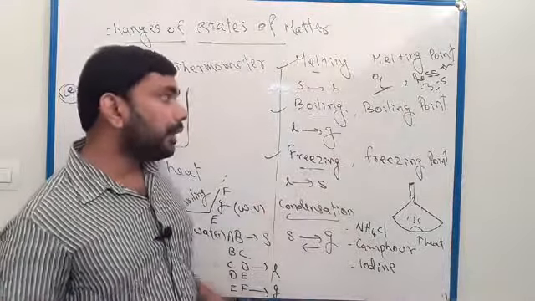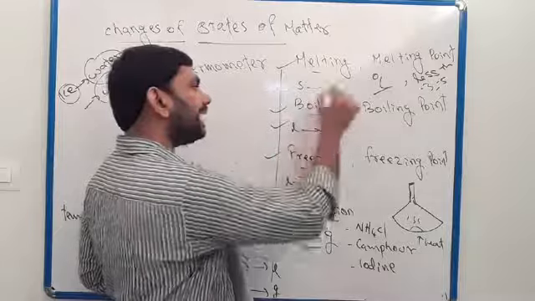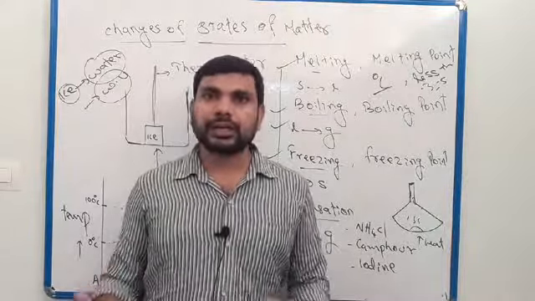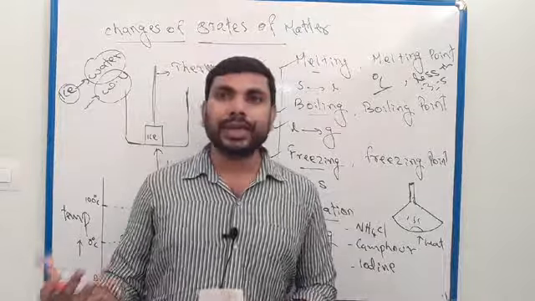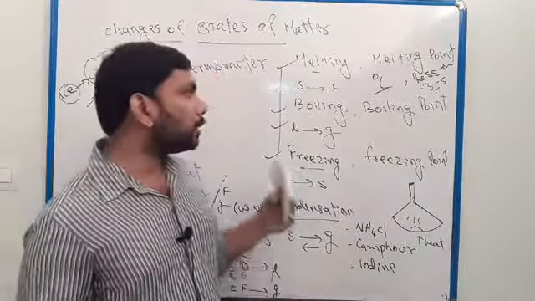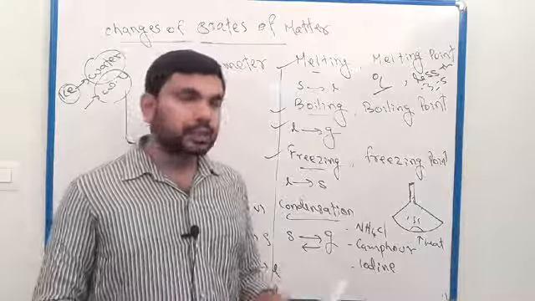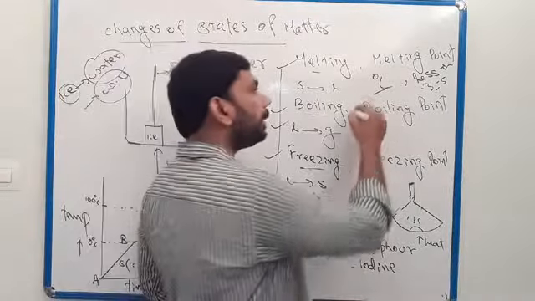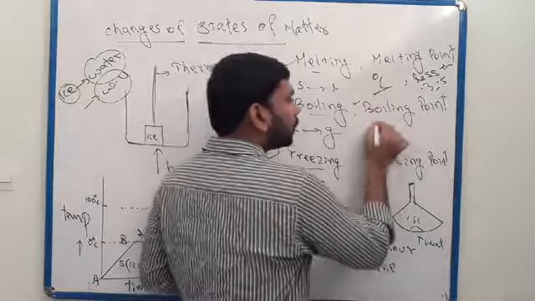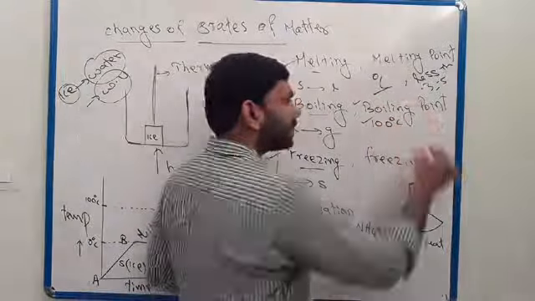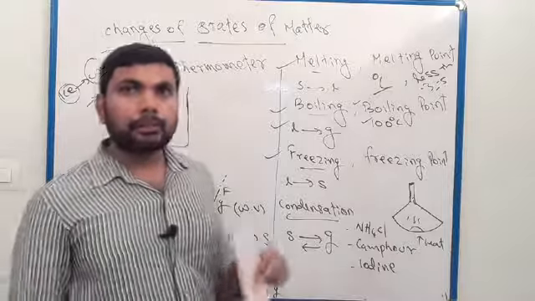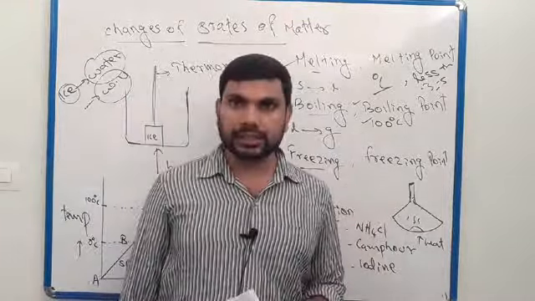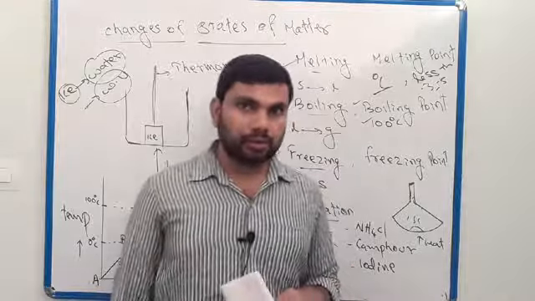Okay, next one, boiling. Boiling means liquid state changes to gaseous state, water changes to water vapor. Generally we can say liquid state changes to gaseous state. This process is called boiling. The temperature at which liquid state changes to gaseous state is called the boiling point. The boiling point of pure water is 100 degrees Celsius. Pure water will boil at 100 degrees Celsius. Clear?